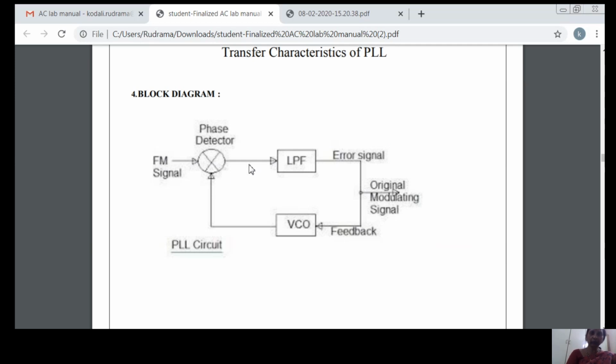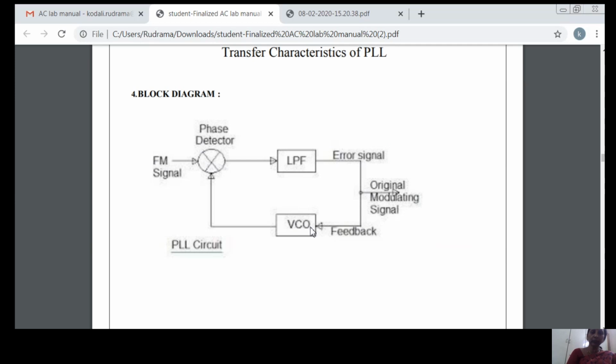Now the frequency of the incoming signal we don't know. The incoming signal comes like this, and the phase detector is used to detect the error in the phases of the incoming signal and the feedback signal. If there is any error in the phase, it comes to the low pass filter. The low pass filter eliminates the AC frequency components and completely makes it into a DC value, and this DC value is applied to the voltage controlled oscillator.